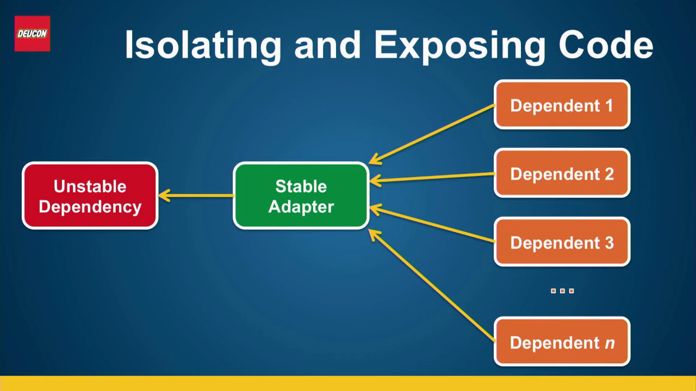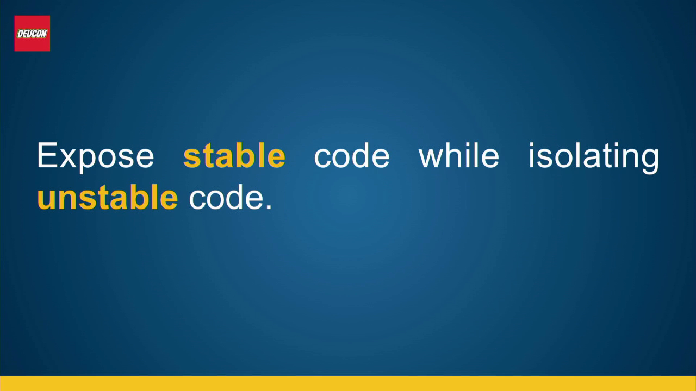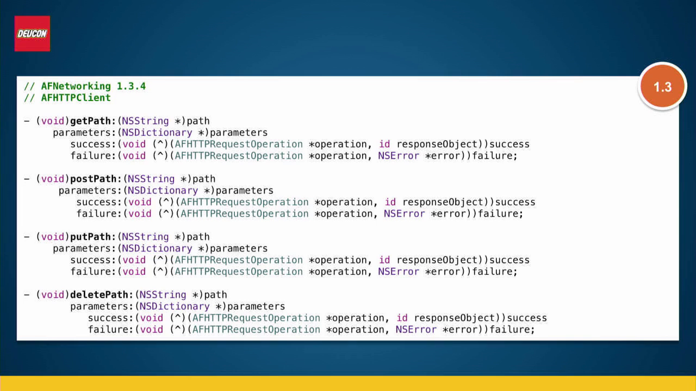that unstable dependency. This code in between is, in contrast to that dependency, stable, meaning we have control over it, so we control its implementation and its interface, in addition to the fact that we'd like to make it unchangeable as much as possible. So the idea here is we want to expose stable code and isolate as much as possible unstable code. An example of that is what happened to AFNetworking.